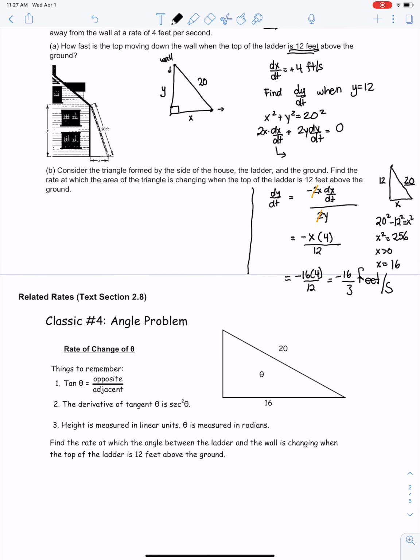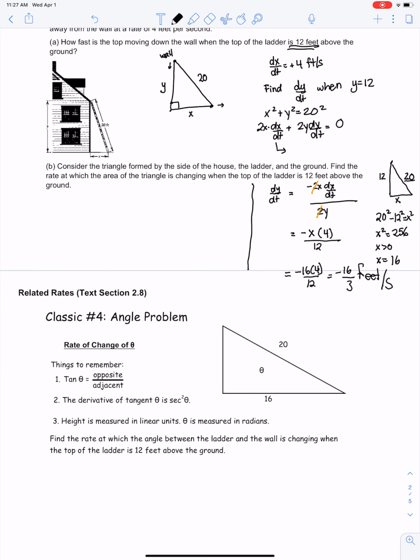Now let's look at part B. It says to consider the triangle formed by the side of the house and the ladder, and find the rate at which the area is changing. So we want to find dA/dt when the top of the ladder is 12 again, so when y equals 12. So now instead of using the Pythagorean theorem, I'm just using an area formula. The area of a triangle is 1/2. My base is x, my height is y.